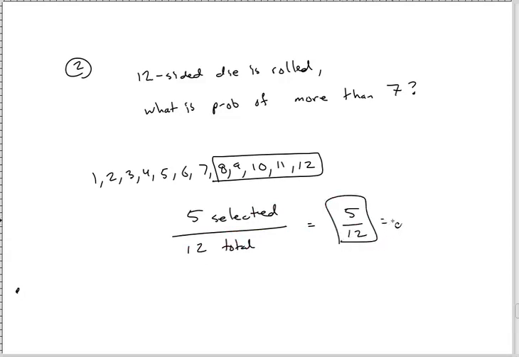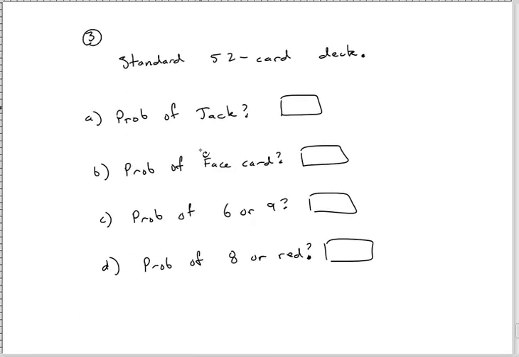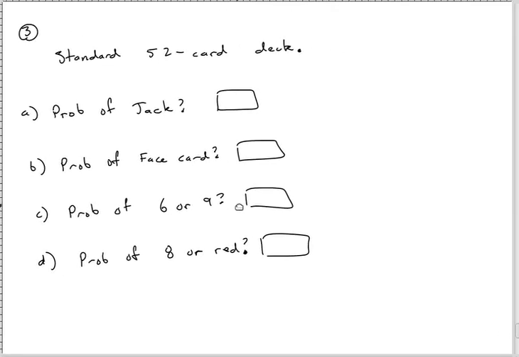If they want a decimal, again, they kind of go back and forth, so watch out. It would actually be 0.42 when rounded to 2 decimal places. Cool. Okay, here's another one. In a standard 52-card deck, what's the probability of a jack, a face card, 6 or 9, and then a probability of an 8 or red? So there's a lot going on here.